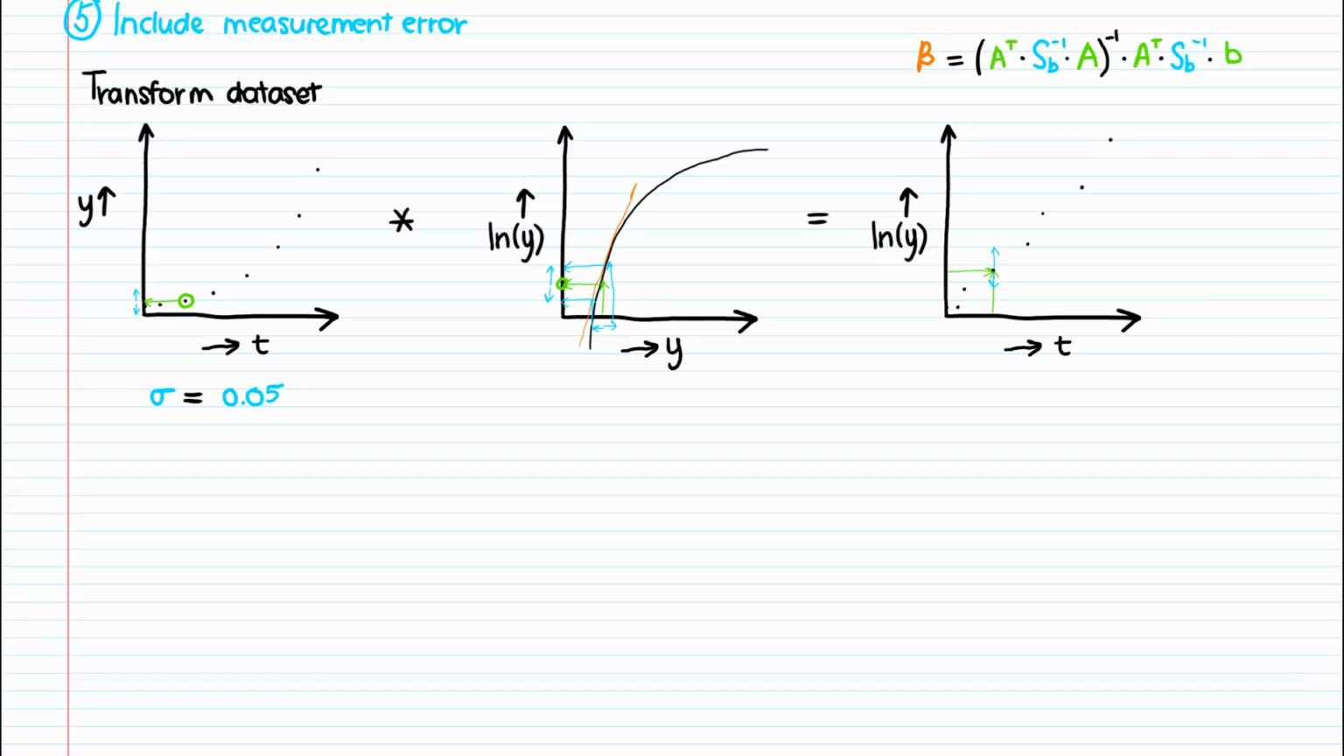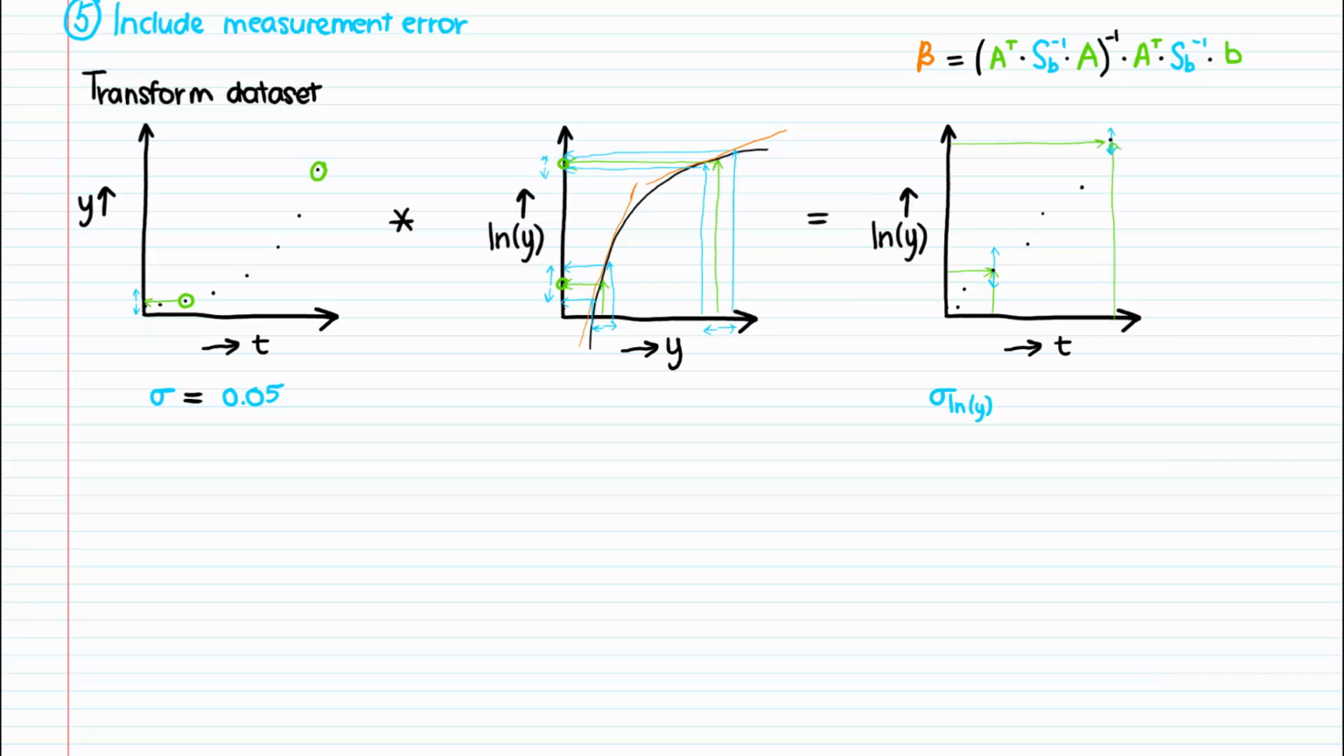Let's do the same for the point t is 7, y is 4. We find the value of ln(y) from the y to ln(y) plot. The error in y is again 0.05, and we will need the derivative in the point y to find the error in ln(y). Notice that the error in ln(y) for t7 is much smaller than the error in ln(y) for t2. This is because of the logarithmic scale.